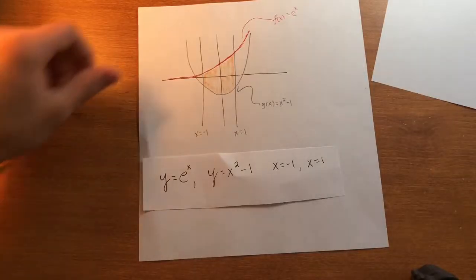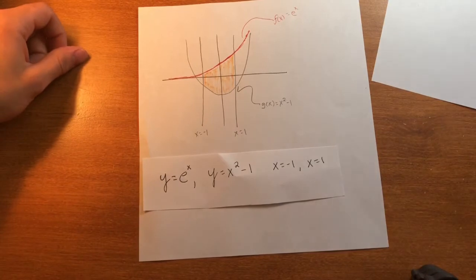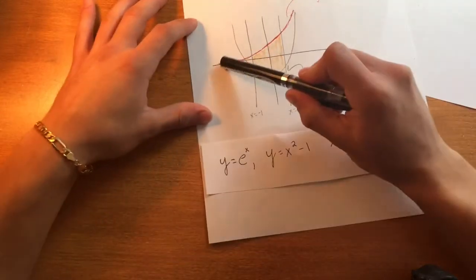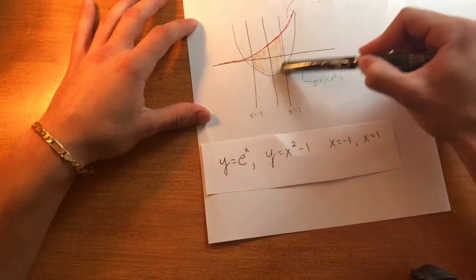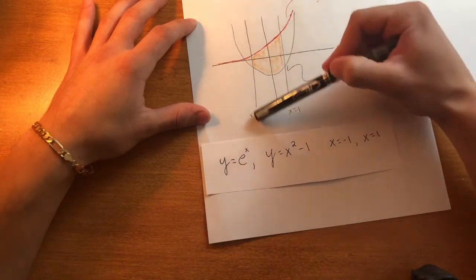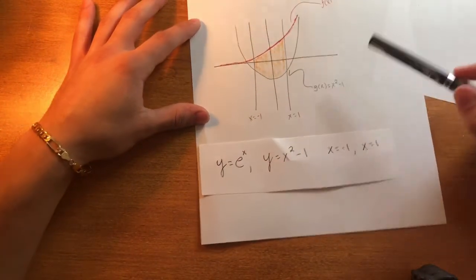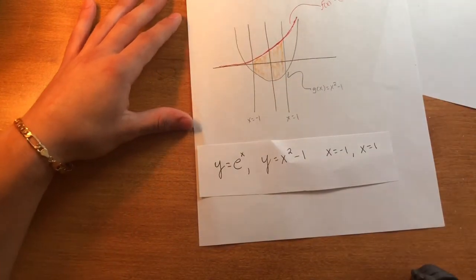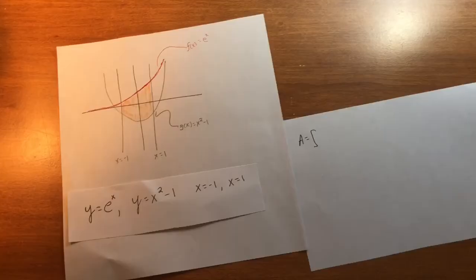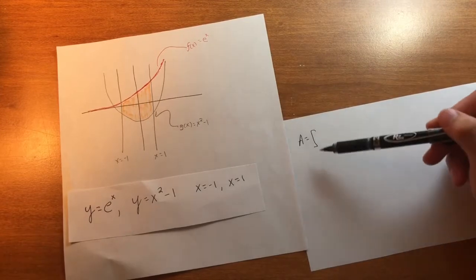Alright, so here I have the graph of y equals e to the x, y equals x squared minus 1, and the vertical lines x equals -1 and x equals 1. Here is e to the x, that's that red curve. X squared minus 1 is this parabola here. X equals -1 and x equals 1 are these vertical lines. So the area is this orange part right here. So we have to set up an integral in order to solve for the area between the curves and vertical lines.